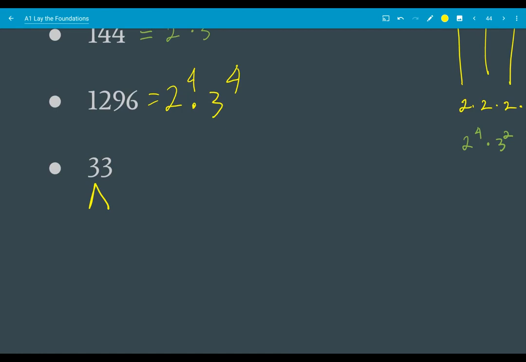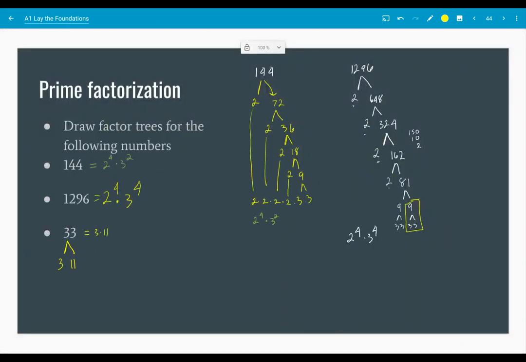Okay, well, we can't divide it by 2, but it probably has a factor of 3. It's 3 and 11, and those are both prime. So that's 3 times 11. Okay, so that's how to make a factor tree.